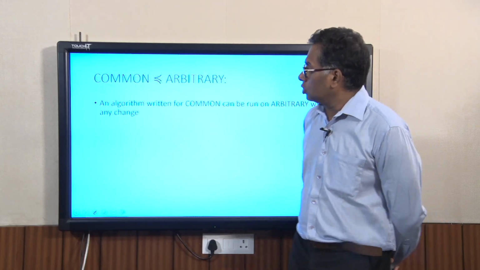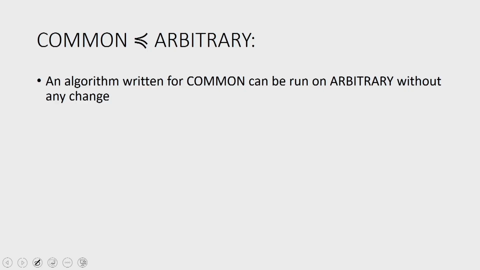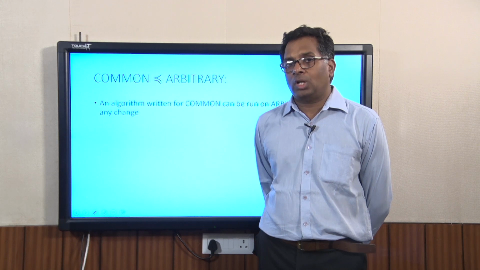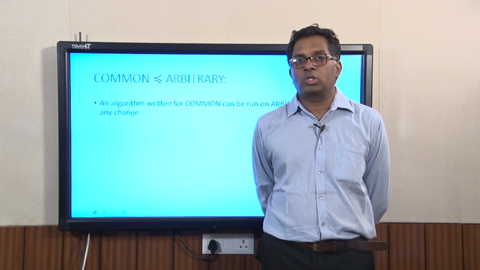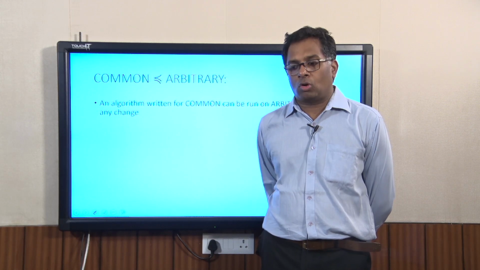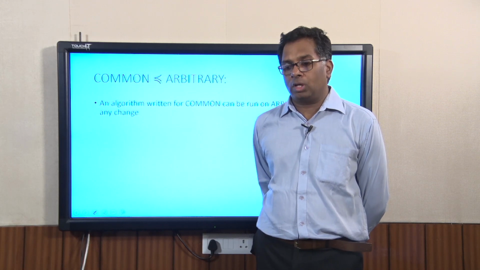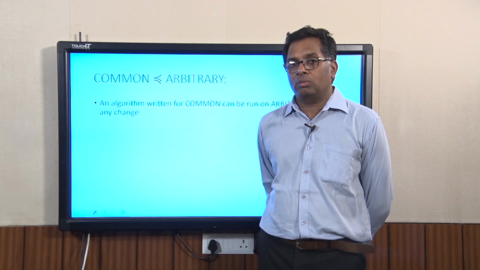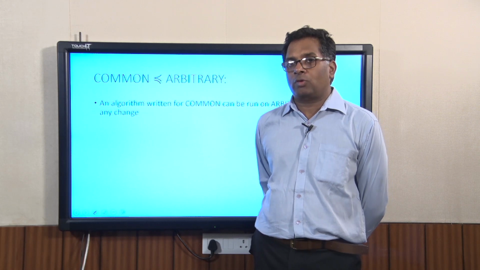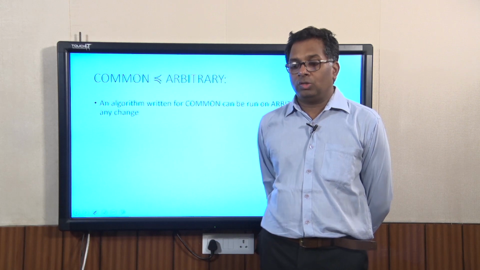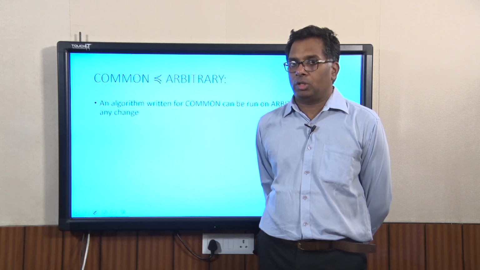Similarly, we can also claim that arbitrary is at least as powerful as common. This is because on the arbitrary model, the designer assumes that out of every set of conflicting processors, an arbitrary one will succeed. Common makes a stronger assumption. Common assumes that every processor in a set of conflicting processors is attempting to write the same value. This is a stronger assumption than in the case of arbitrary.